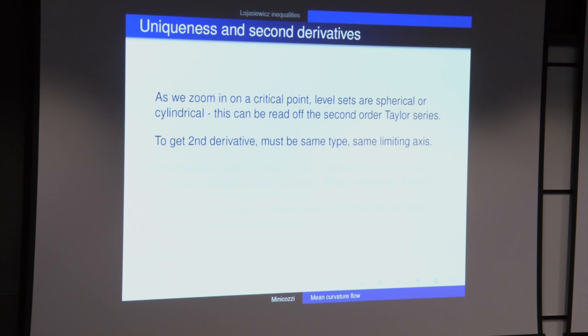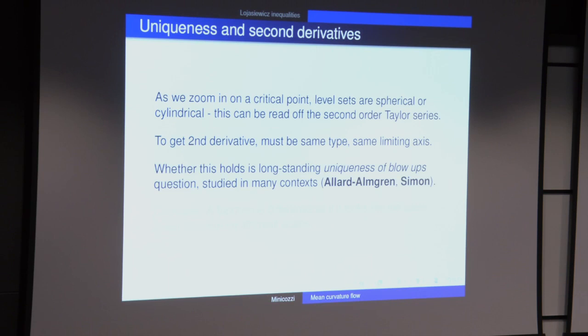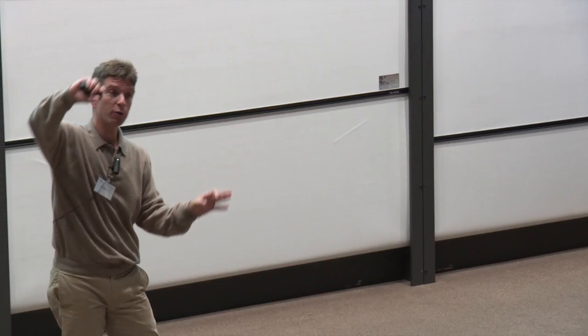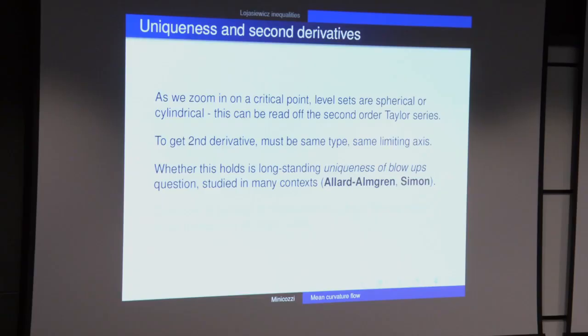Okay, so there's this question of uniqueness. We're guaranteed that if we look just before a singularity, we see something like a shrinking sphere. All spheres look the same. Or we see a cylinder. Not all cylinders look the same. I could have one with one axis, or one rotated with a different axis. So as I'm zooming in, if this axis is changing, I look at it under one magnification and see one cylinder, I up the magnification, and now I see a different cylinder. If that happens, I'm not going to get existence of second derivatives at this point. The second order Taylor series is not going to be well defined. It's jumping around from one scale to the next.